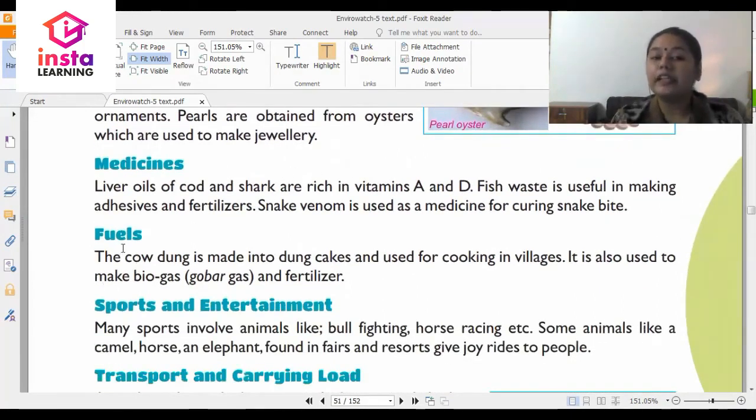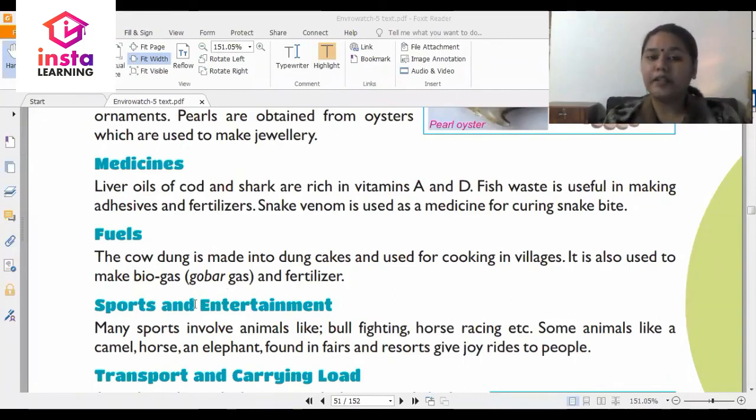Now the next thing is fuels. The cow dung is made into dung cakes and used for cooking in villages. It is also used to make biogas and fertilizer. And this you see very commonly in village areas. So see, so many things we get from animals. Now let's move on further.